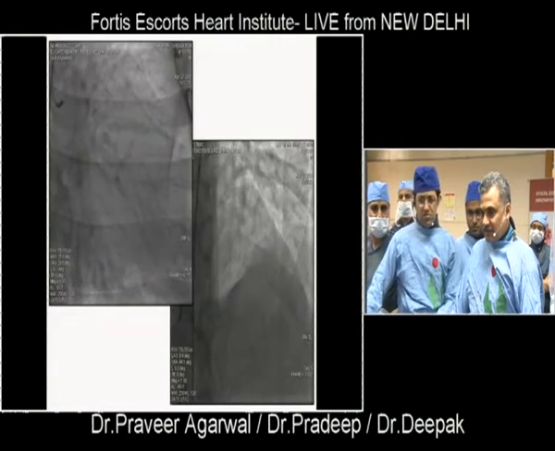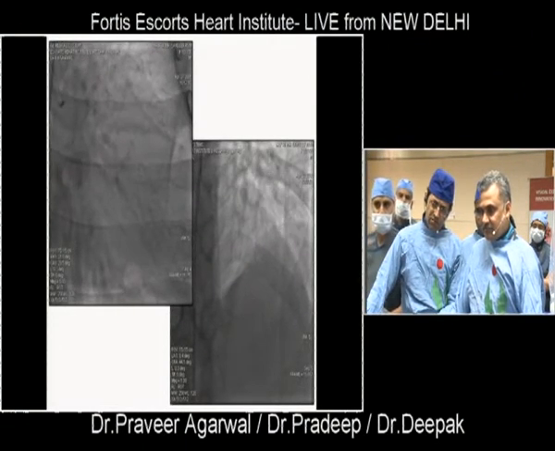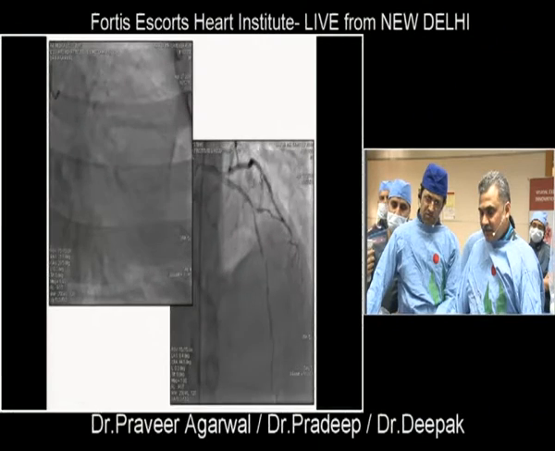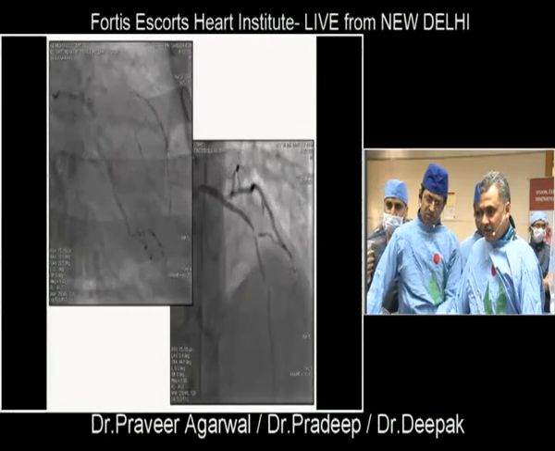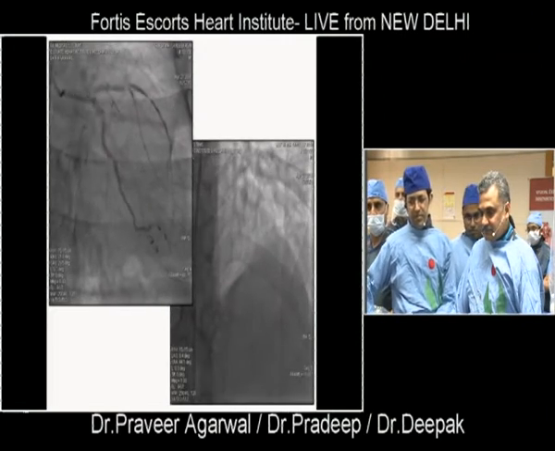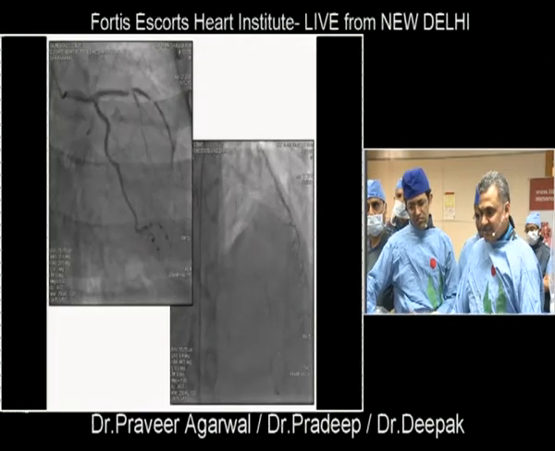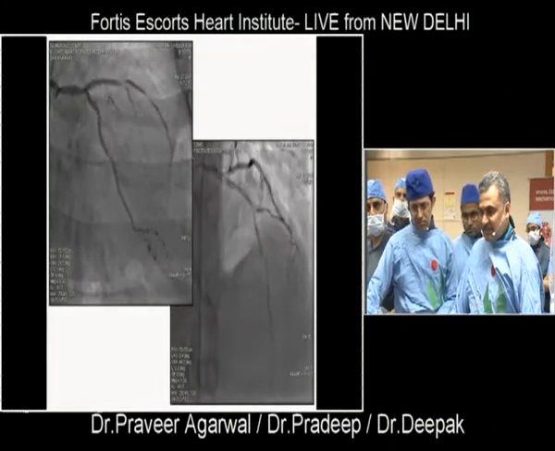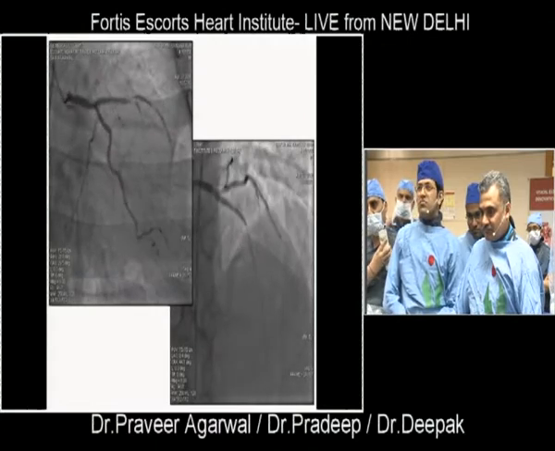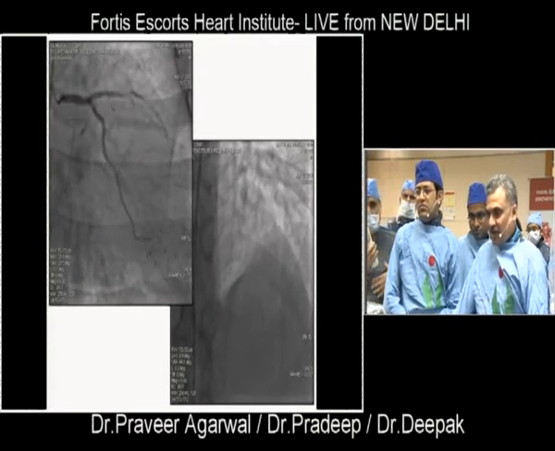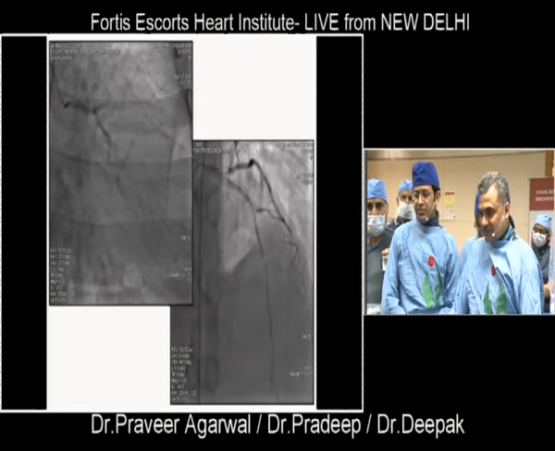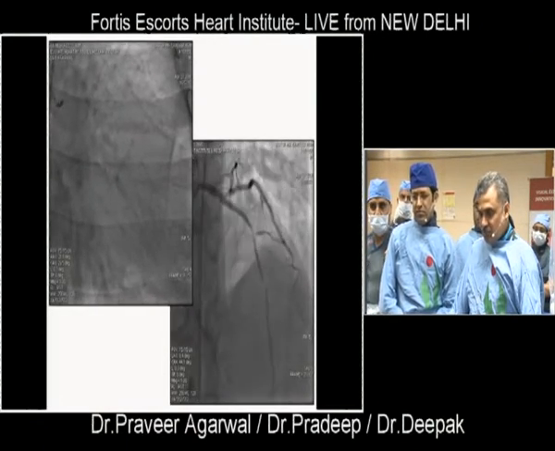Next, please. And this is the left system. The bifurcation stays just the same, but there's a disease progression in the mid LAD. And there are two points which are tight. One is just beyond the first stent, and the second one is just before the second stent. And there's some ingrowth in the distal small stent also. Which stent was the distal one? It's a Biomime Aura, a metallic stent, 2 into 19.